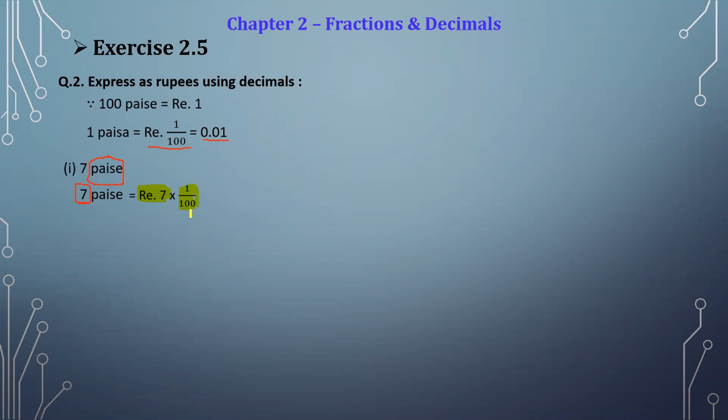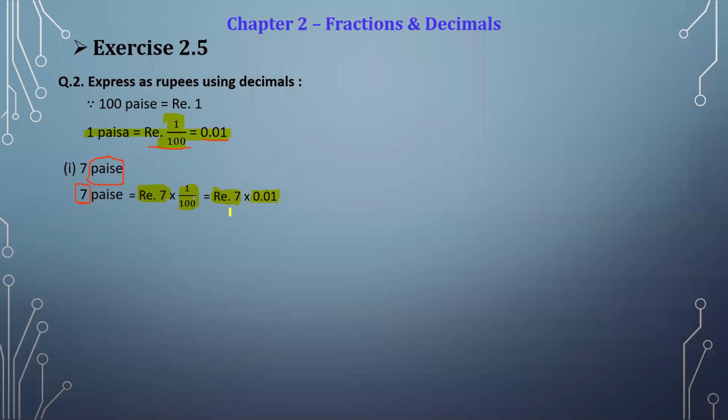Now you can put another form, so that Rs 7 remains as it is, and instead of 1 upon 100, you can put 0.01. We have just put the value which is given above, that means the conversion of 1 paisa into rupees. That value only we have substituted.